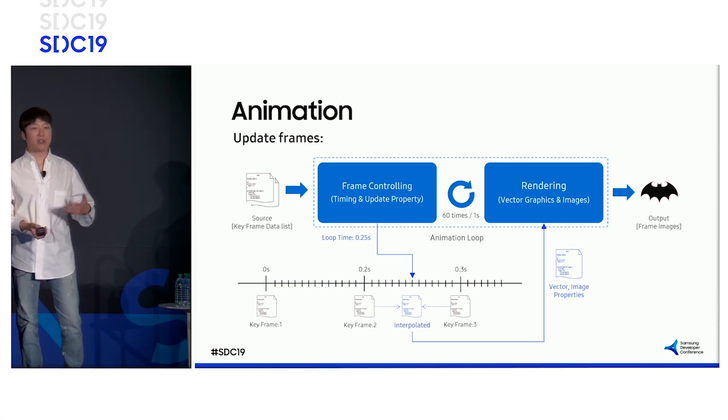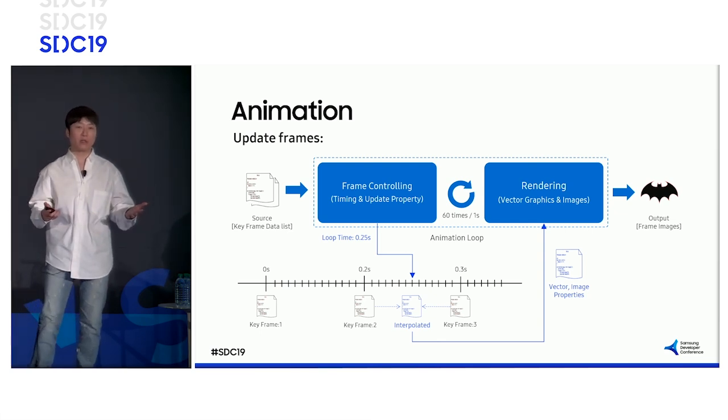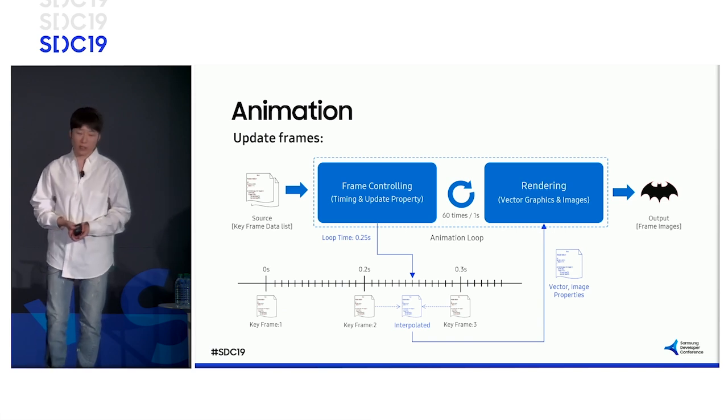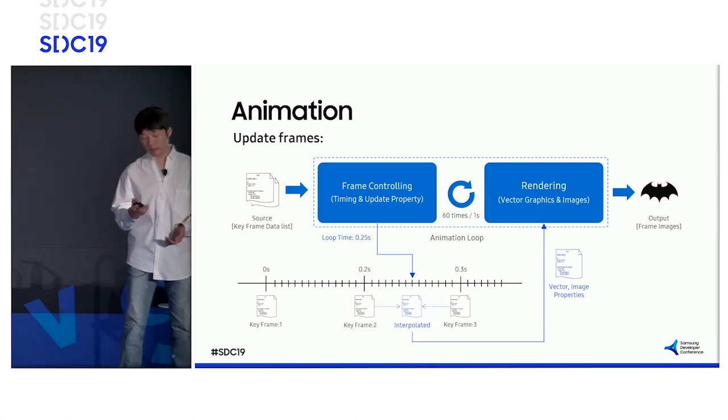By using this basic concept, we can actually control the animation frames on this animation loop to make a transition for motion graphics. That's what I talked about as frame controlling. Then let's move on to the rendering part.